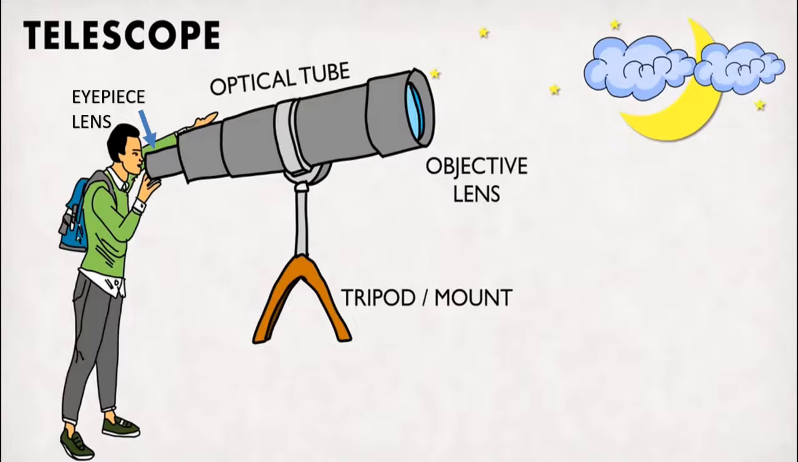Now we are going to study the uses of lenses in optical instruments. First optical instrument is the telescope. Telescope is made up of 2 convex lenses. The lens that is close to our eyes is named the eyepiece lens, and the lens which is larger and further from us is the objective lens.